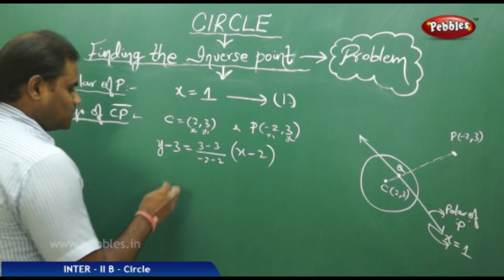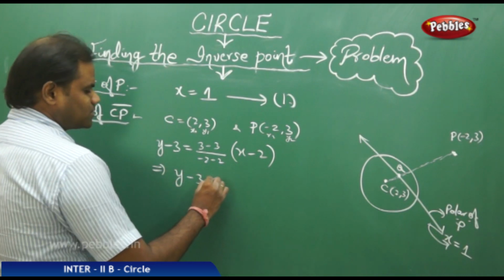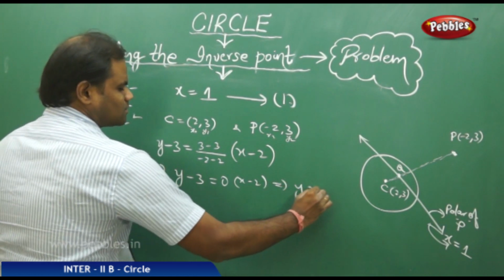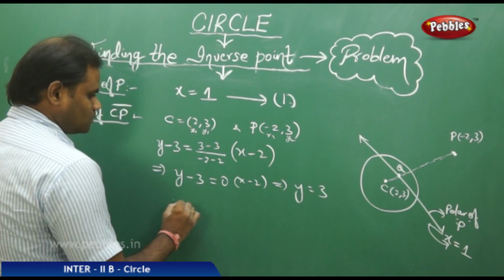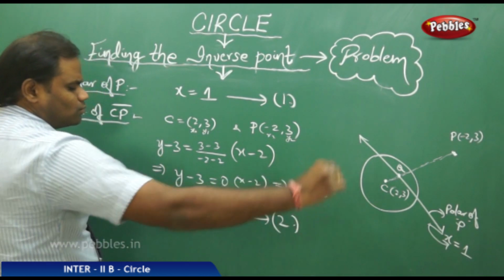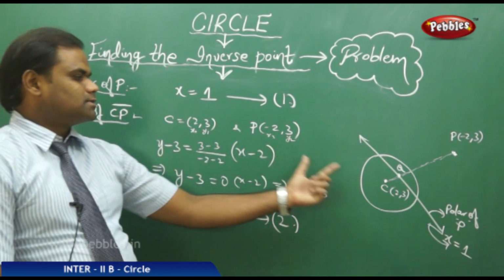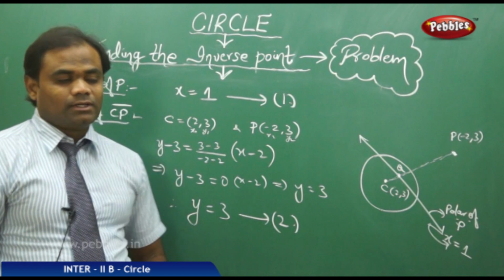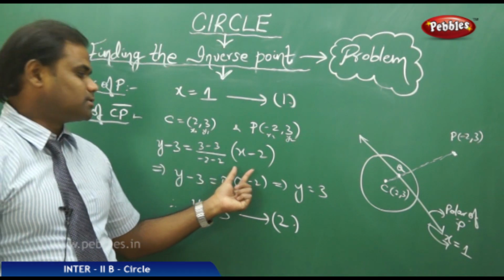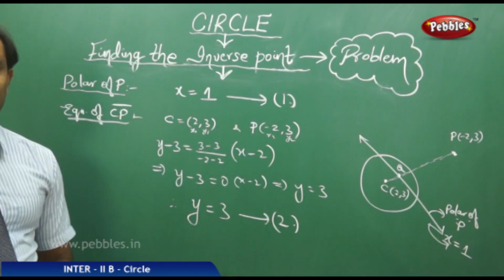So this on simplification gives y minus 3 equals 0 times x minus 2. That implies y equal to 3. Therefore, y equal to 3 is equation 2, which I obtained from finding the equation of line CP using the 2-point form, using the formula y minus y1 equals y2 minus y1 by x2 minus x1 times x minus x1. Substituting each of them, I get this to be this.